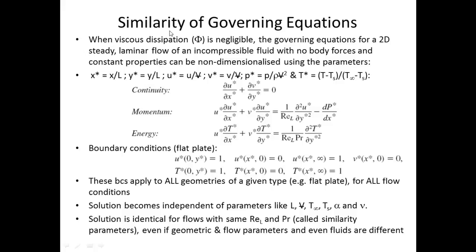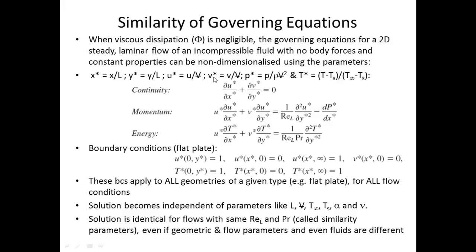Next, we will look at the concept of similarity and non-dimensionalization of governing equations. If we neglect the viscous dissipation terms, the governing equations for a 2D steady laminar flow of an incompressible fluid without body forces and constant properties can be non-dimensionalized to give them a normalized form. So we can non-dimensionalize the x and y dimensions using a characteristic dimension L. So x by L, we will denote as a non-dimensional number x star. Similarly, y star is y by L.